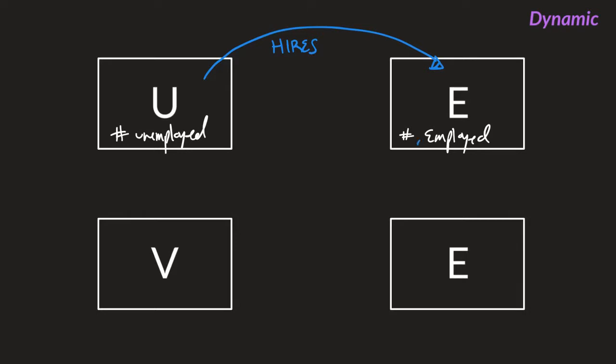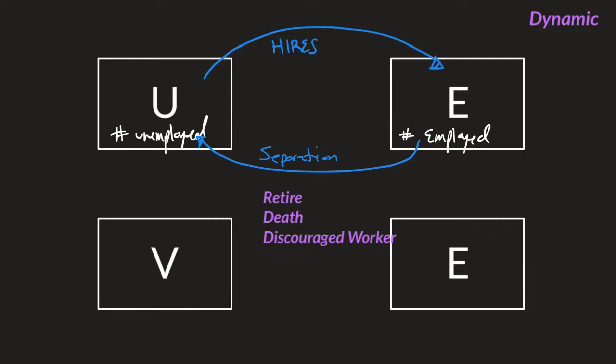And if somebody is employed and becomes unemployed, we're going to define that as a separation. Now, there are other ways that people can become separated besides becoming unemployed, like they could retire, they could die, or they could become a discouraged worker. But for now, to keep this model simple, we're going to say when we see someone go from employed to unemployed, there's going to be some sort of separation going on. That's how we're going to define that.